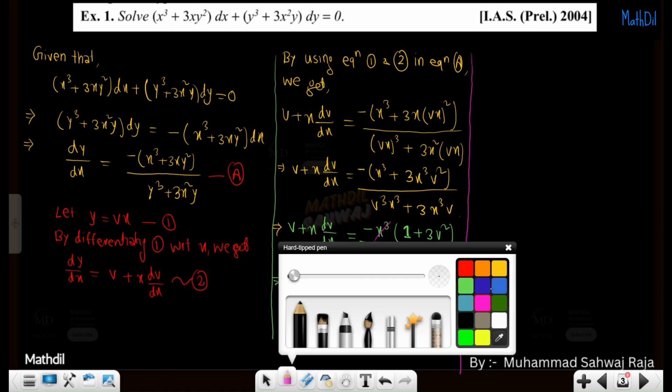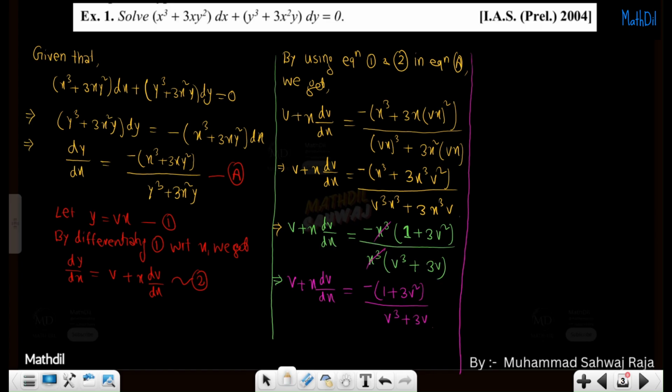Wait, let me change the color again. Let me choose this color, white, color of fish, right? So see, it will imply that x d/dx of v will be equal to minus (1 plus 3v square) by (v cube plus 3v) minus v, okay? And it will imply, it will be equal to, take the LCM, which will be v cube plus 3v.